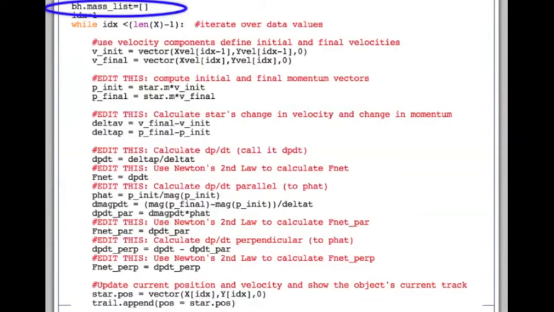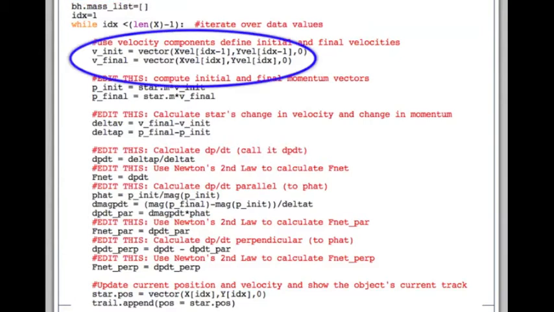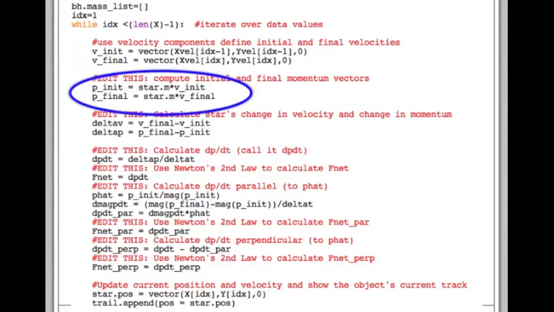We then turn to the next while loop. The first line of code is where I started a list for the mass of the black hole so that I would be able to find the average mass. The next part of the code is where the initial and final velocities are calculated. This was already coded for us. We then look at the initial momentum and the final momentum. Initial momentum can be found by taking the mass of the star times the initial velocity. And the final momentum can be found by taking the mass of the star times the final velocity.